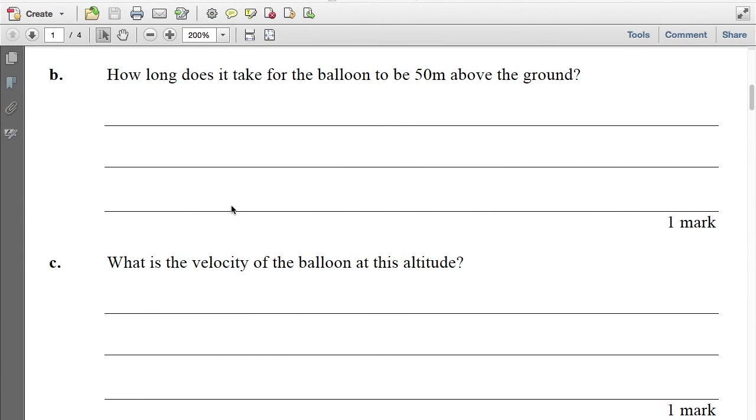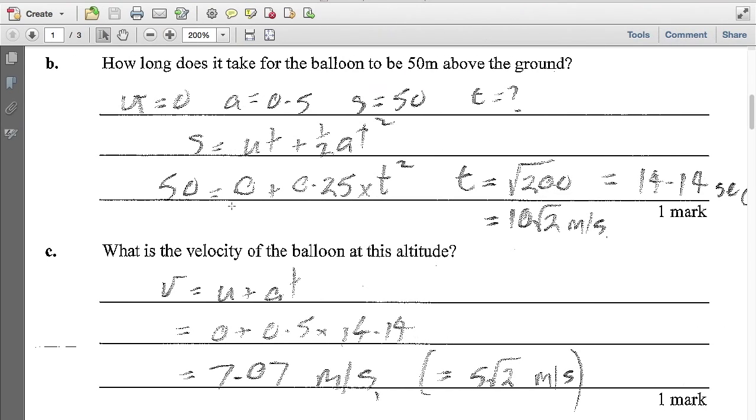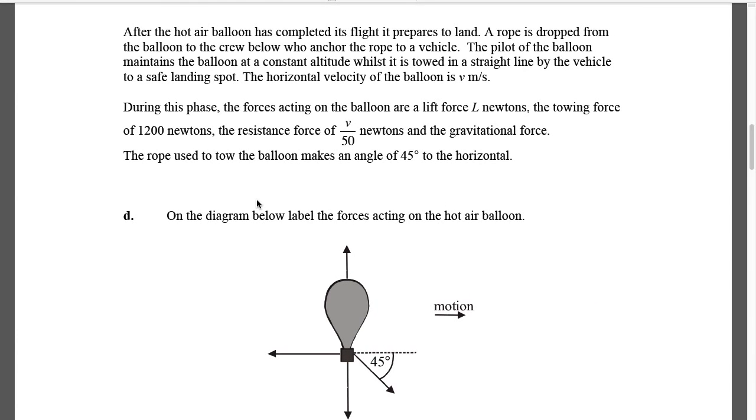Given the balloon has constant acceleration, for parts B and C, we can use the constant acceleration formulas. So they're shown there. For the remainder of this question, we need to start considering the forces acting on the balloon in two dimensions, so both the I and the J dimensions.